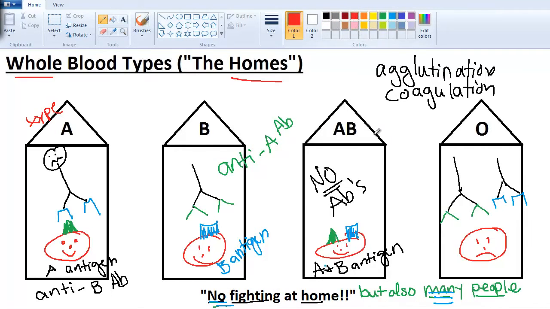Okay, so two last things here before we continue on to transfusions. One, questions you could be asked. If you were asked which blood type has no antibodies but both antigens, that's going to be type AB, right? No antibodies, but it has both antigens. Blood type O has both antibodies, right? It has anti-A and anti-B, but it has no antigens on it.